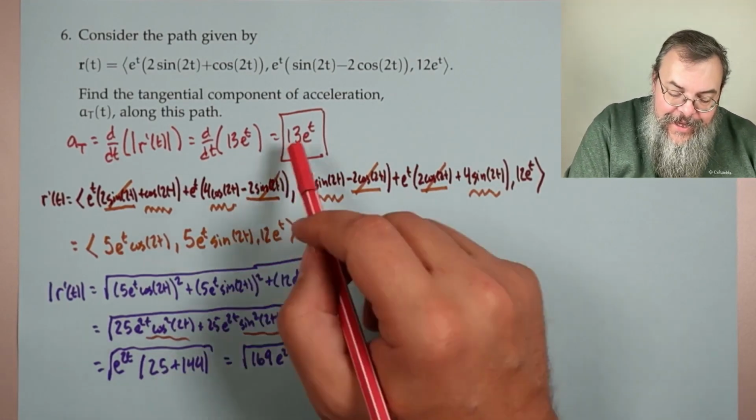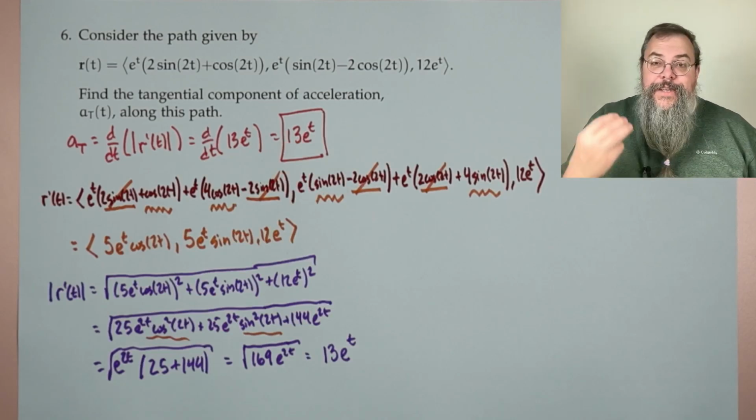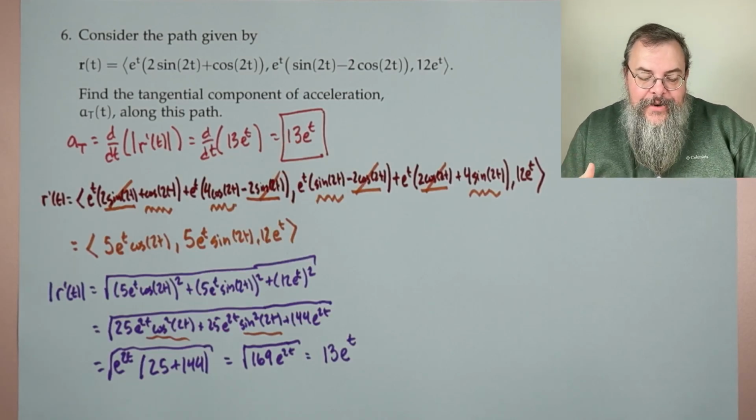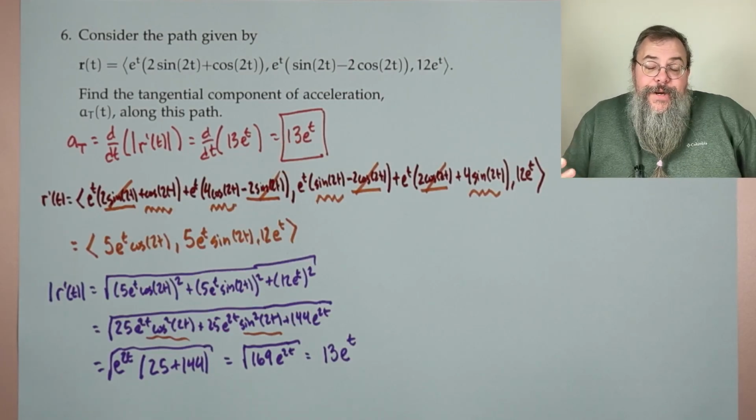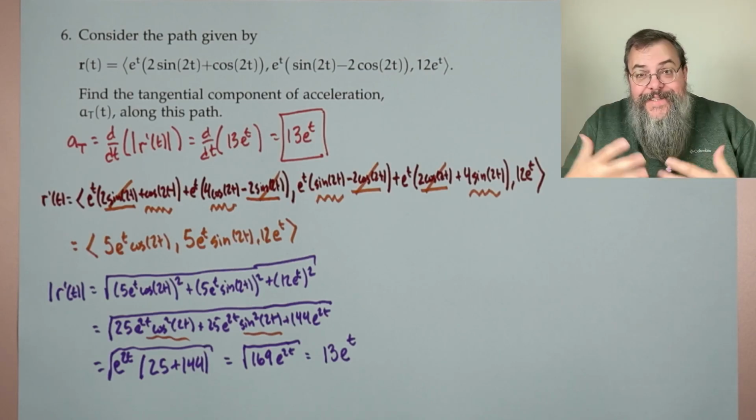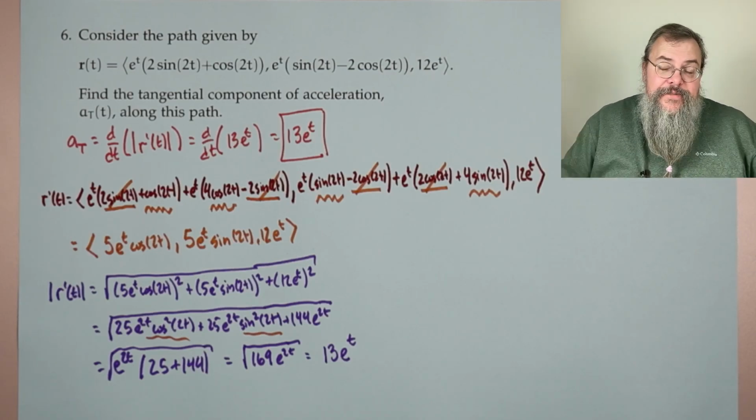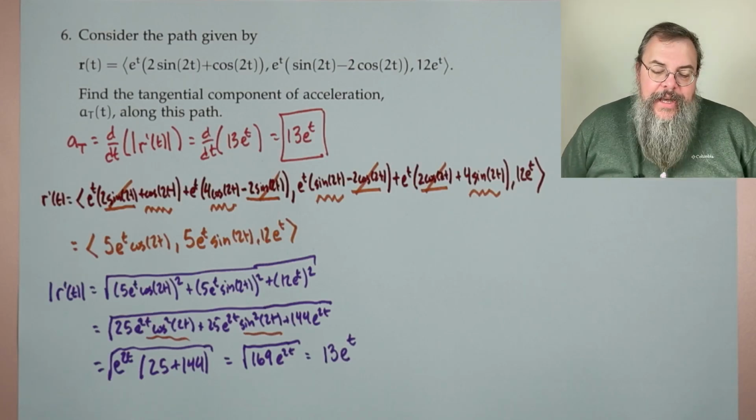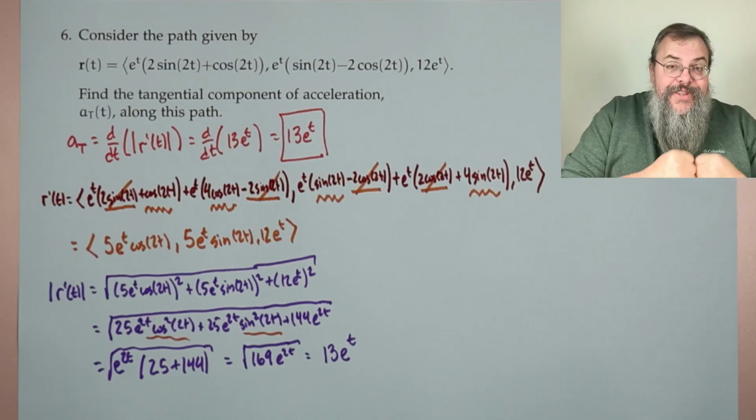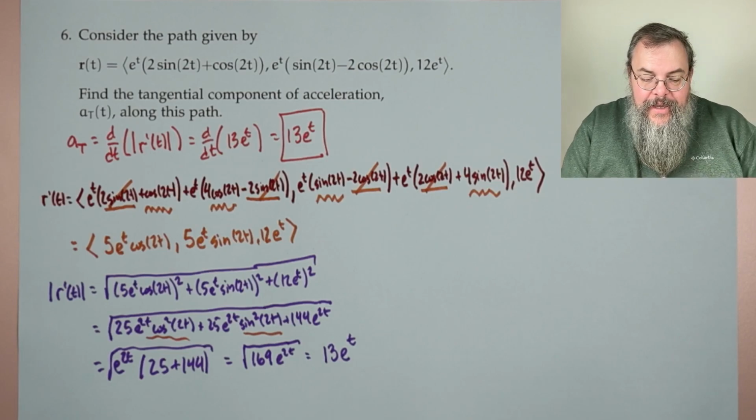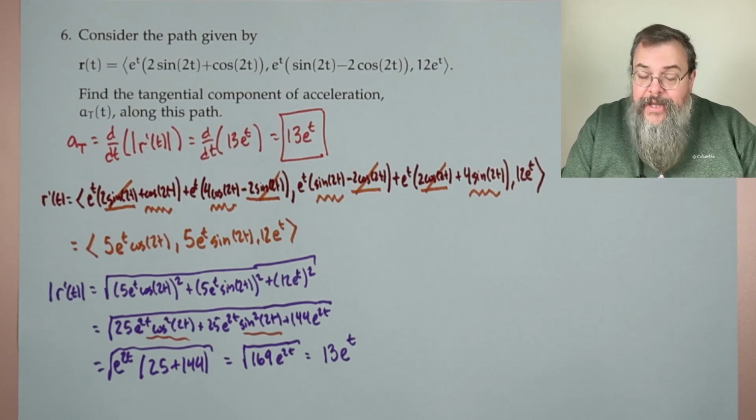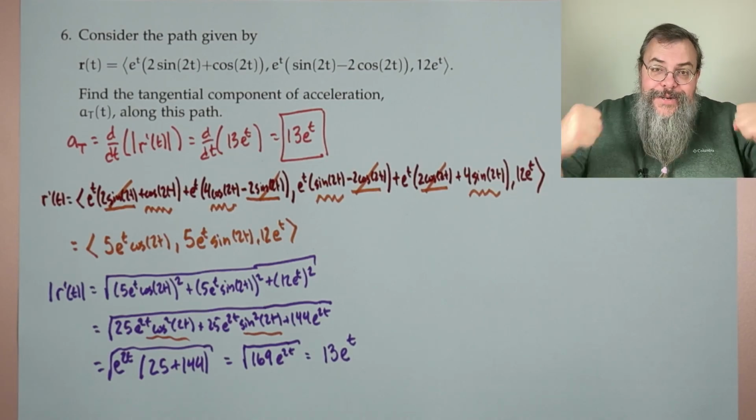Not that, right? So don't forget, yes, in this case it turned out that the magnitude of r prime is the same as the derivative, but that's just because of that e to the t. If it had been anything else, you'd actually have something different. So don't forget, after you find the magnitude of r prime, you still need to take that derivative. And all right, great, we got it, woohoo!